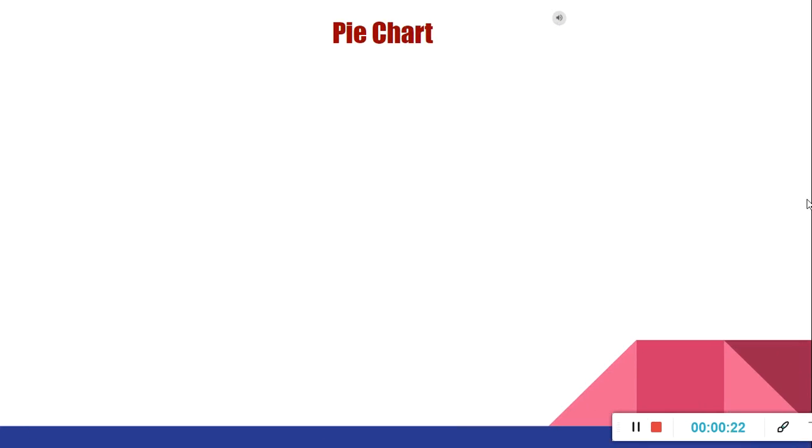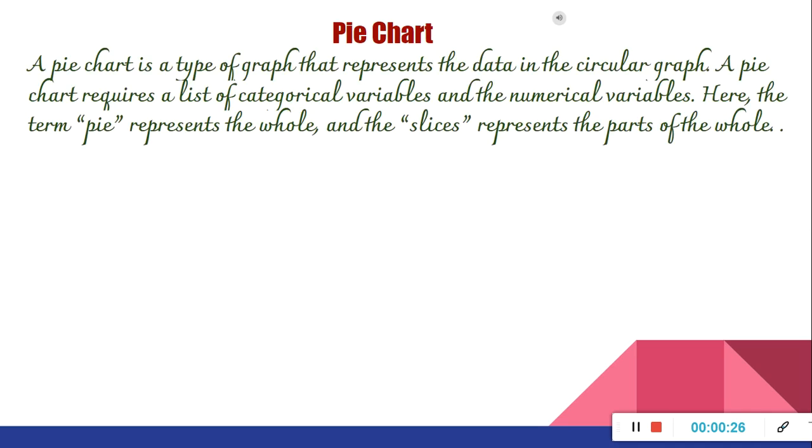A pie chart is a type of graph that represents the data in a circular graph. A pie chart requires a list of categorical variables and numerical variables. Here the term pie represents the whole and the slices represent the parts of the whole. In this article, we will discuss the definition of pie chart, its formula, and one example. Okay, so let me start.